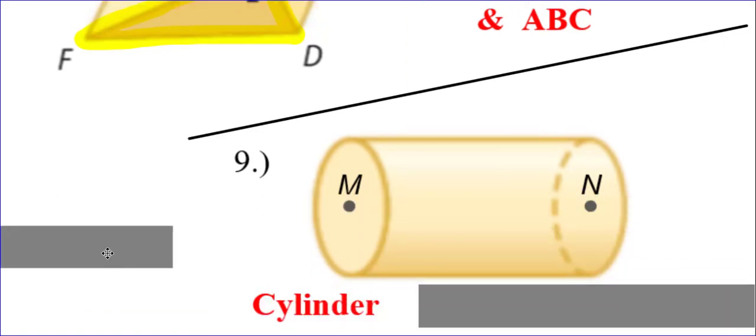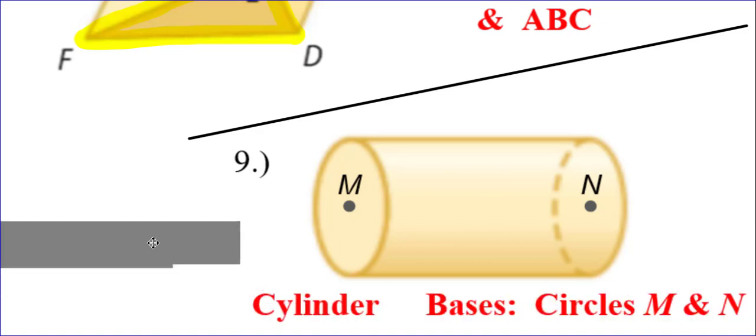All right, problem number 9 is a cylinder. Now, it's a cylinder on its side. Normally we see cylinders with the circles on the top and bottom, but here it's on the sides. Hopefully you named the 2 circles, circle M and circle N, as your 2 bases.